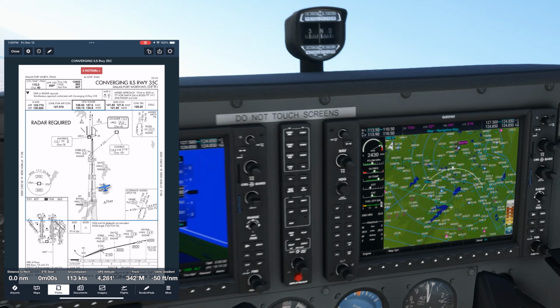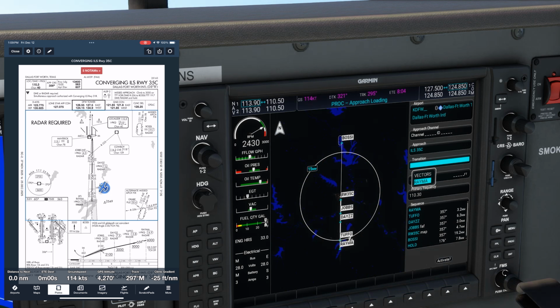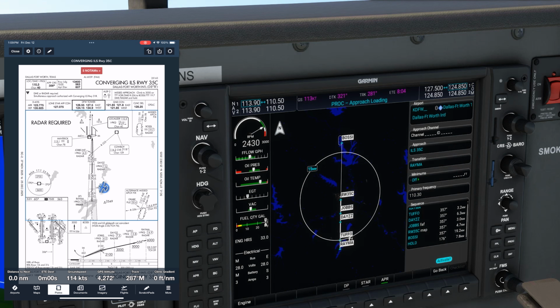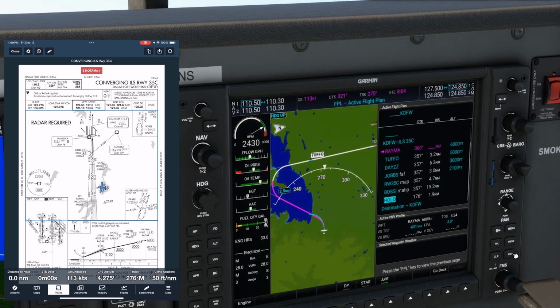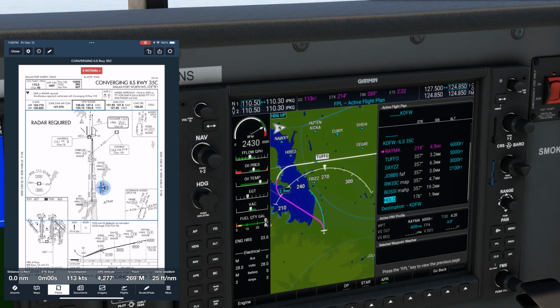We're going to bring up the procedure on our MFD, and we'll choose to start it from RAMA, the intermediate fix and furthest point out on the approach. When we activate it, we see the points listed out from RAMA through the missed approach point at the runway and the holding fix, Bossy.